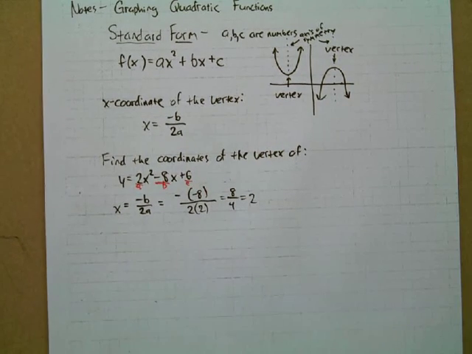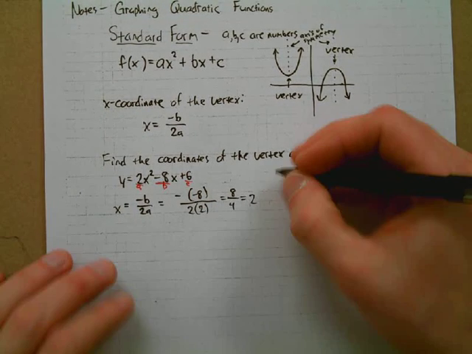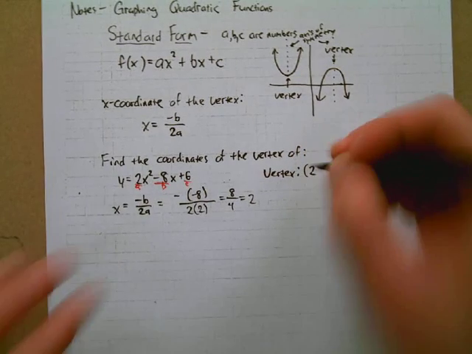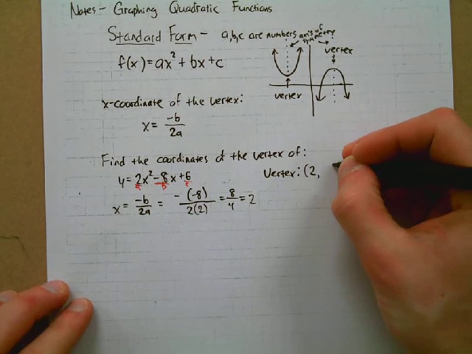So great, we've got the x-coordinate of the vertex, 2. But my directions here didn't say find just the x-coordinate, it says find the coordinates. That means I need an x and I need to find the y.